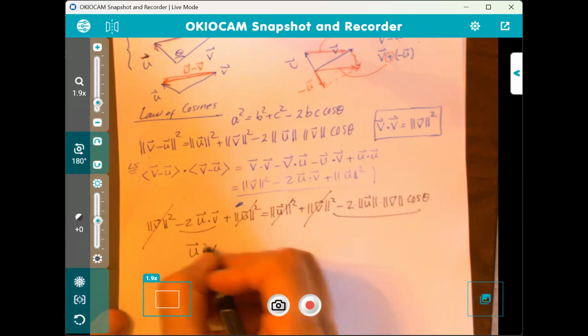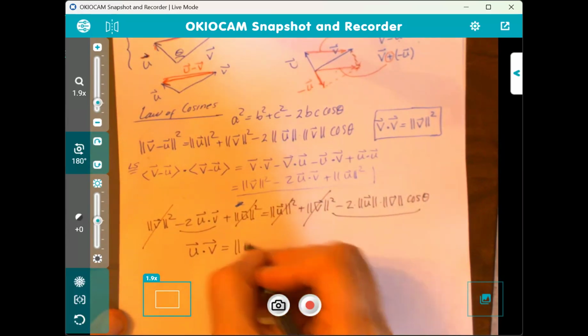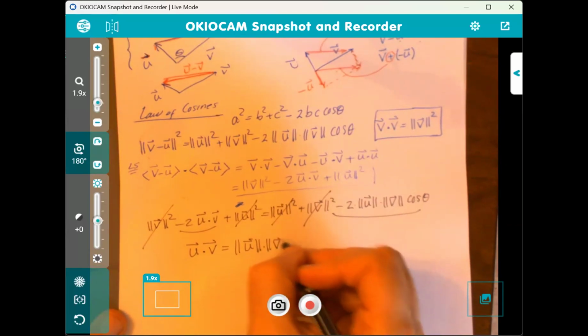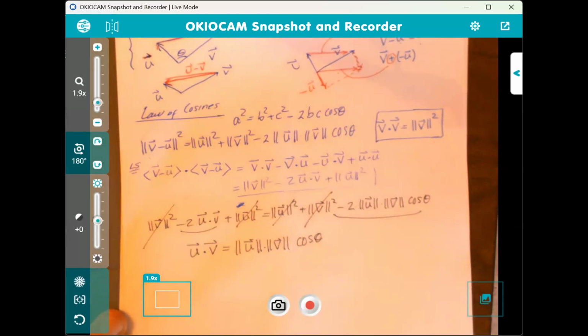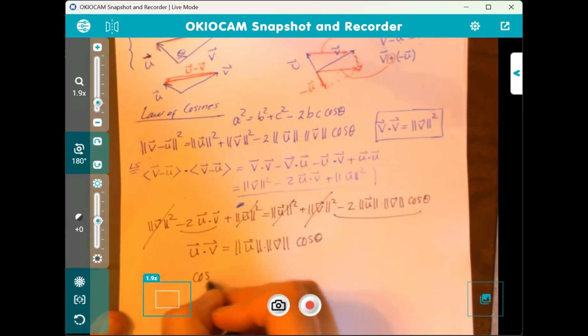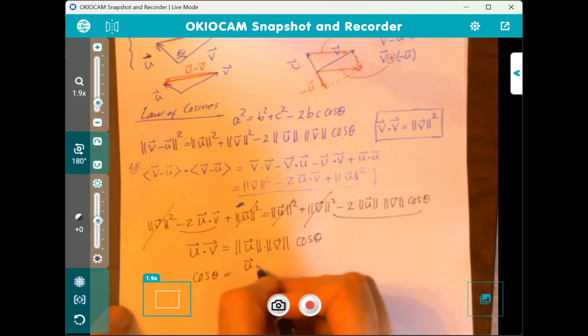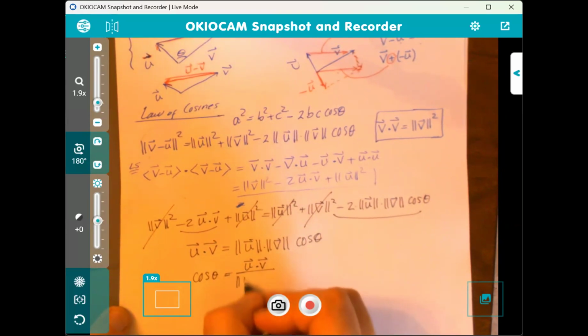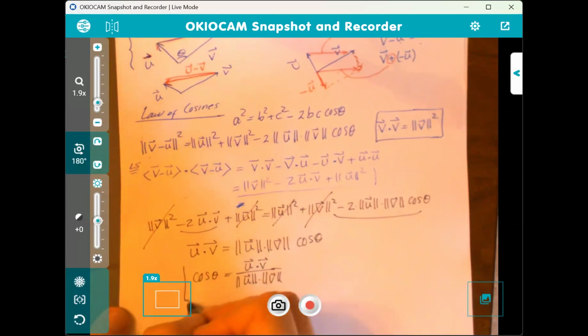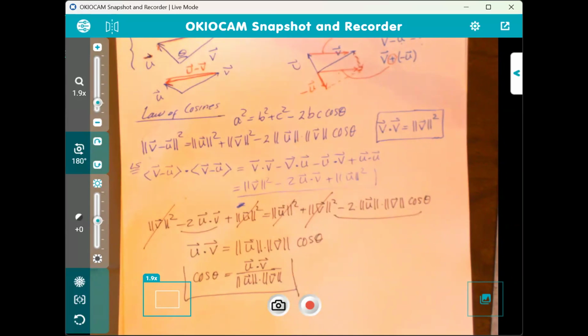What do we get? We get u dot v is equal to magnitude of u, magnitude of v, and then cosine of included angle. And then we can solve for cosine theta. That would be u dot v over magnitude of u times magnitude of v. And there you go. So that's the proof of that formula that he left out. Okay. So in order to find, again, theta, we need to find cosine of theta in this case.